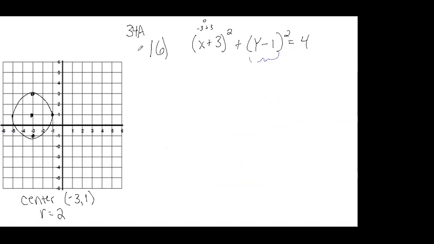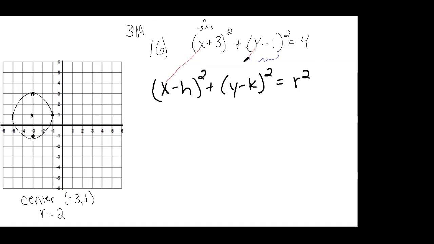If we remember, our equation for a circle is x minus h squared plus y minus k squared equals r squared. So now I'm going to kind of connect the dots here. So right here I have my x, right here I have my y, and then my 4 is my r squared. So the first part is easy. If I do that, r squared equals 4. So what is r? R has to be 2.